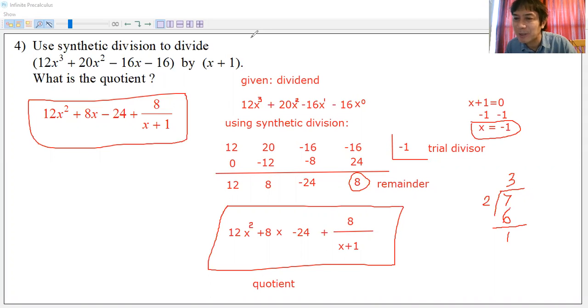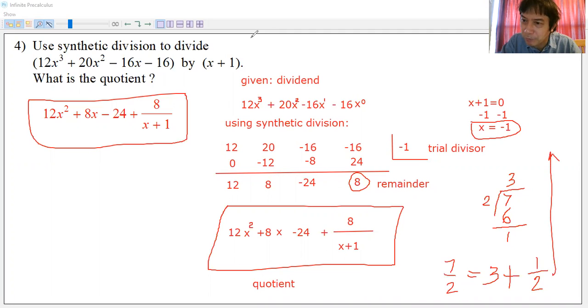Okay, how do we write the answer? It's 3, all right, 3 plus the remainder 1 over 2, right? That's the equivalent of 7 over 2. That's how you write 7 over 2. 7 divided by 2 is equal to 3 plus remainder 1 over 2. Okay, in decimal, this is 3.5, right? This is equal to 3.5 there. Just a numerical example there.